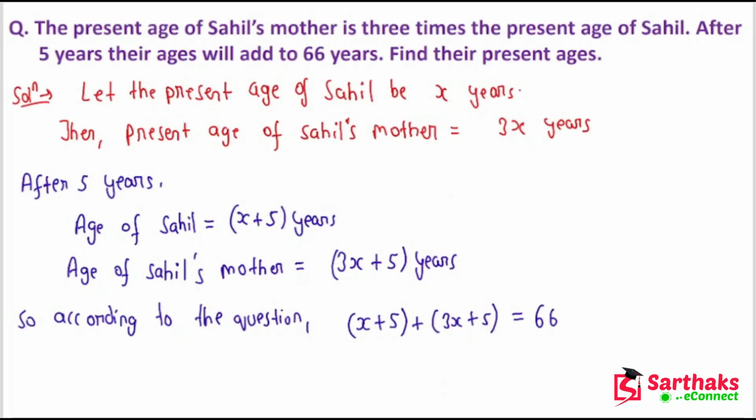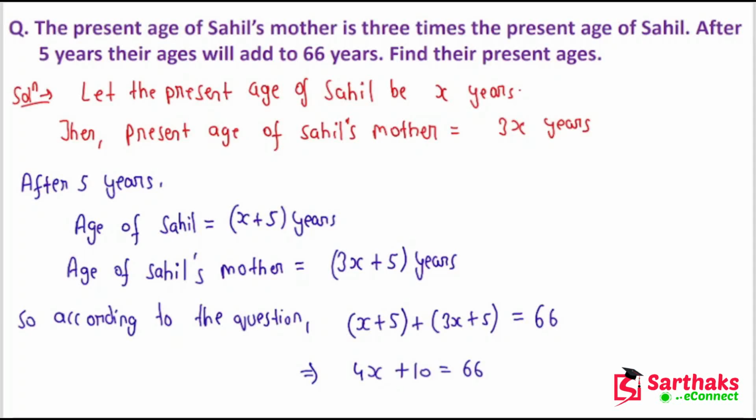Okay, we can easily solve it. So we have made the question into a linear equation with one variable. Let us now try to solve it. Let us add it here only. x plus x is equal to 4x, so 4x plus 10 is equal to 66. So this is the final equation.